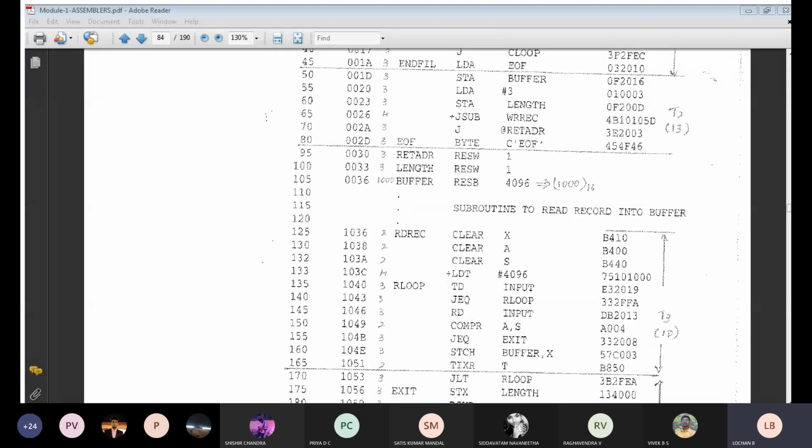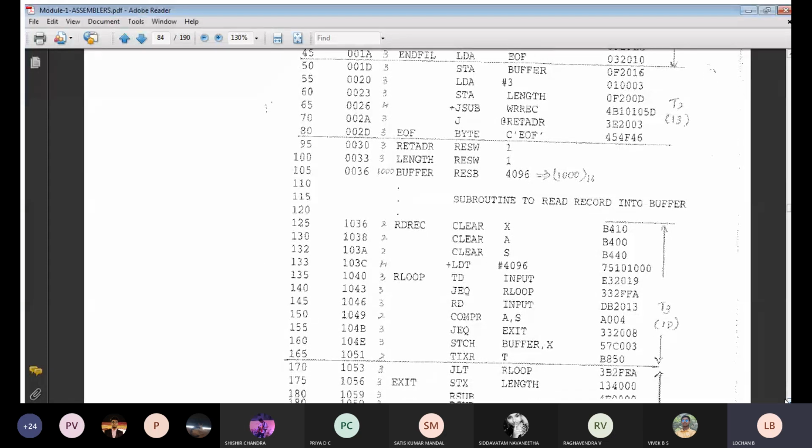So for that particular address, to calculate 125 address 1036, we will be taking the help of the 105 hexadecimal value plus whatever the previous present address you got, 0036, I will be taking. Understood? For example, if you scroll down, you will get one more instruction there, the subroutine to write the record from the buffer, so that we will be checking.